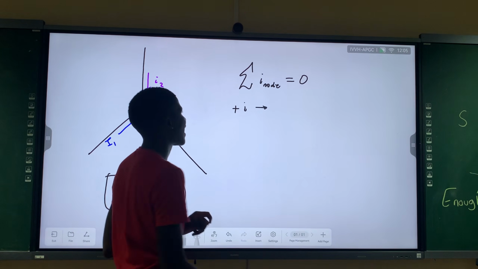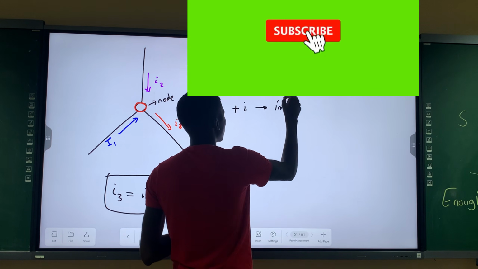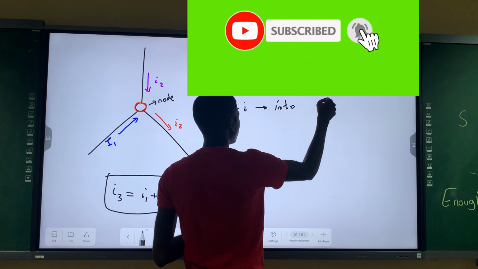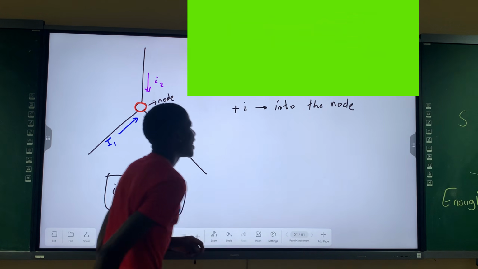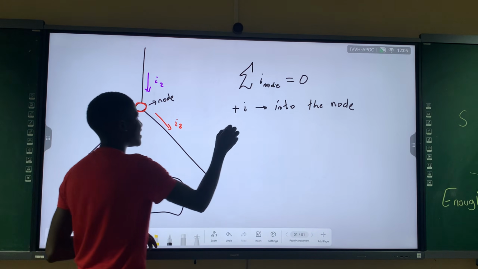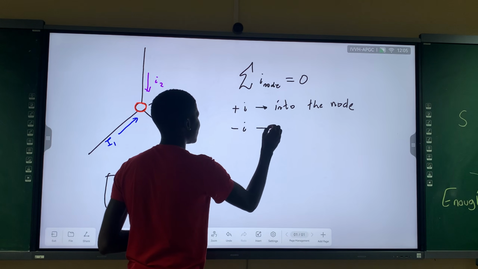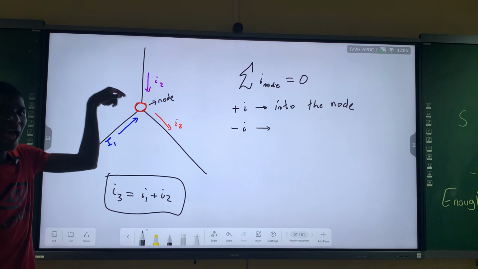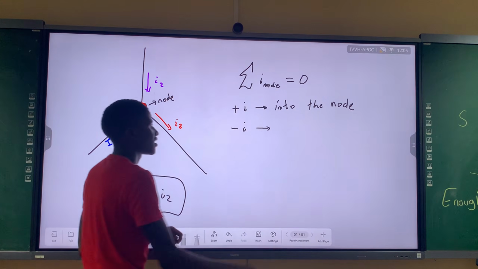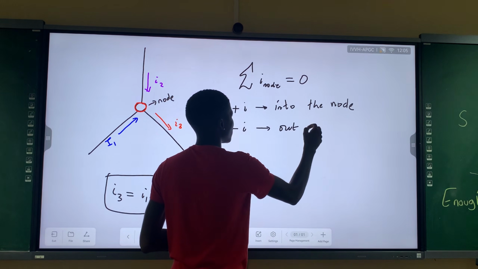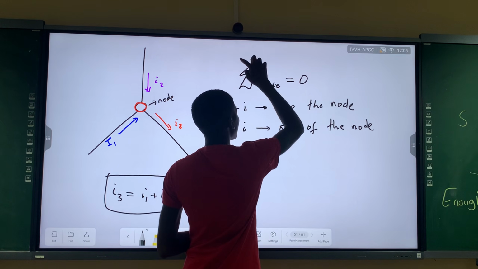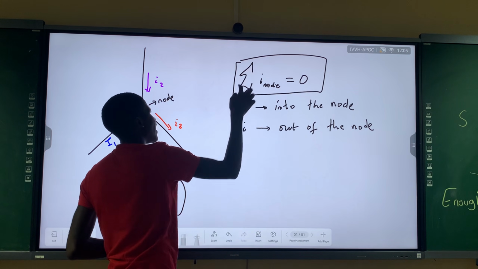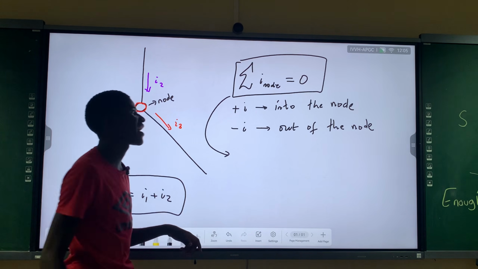So this is current into the node. If your current is positive, it means it is flowing into the node. And if your current is negative, it means the direction is flowing out of the node. So this means out of the node.